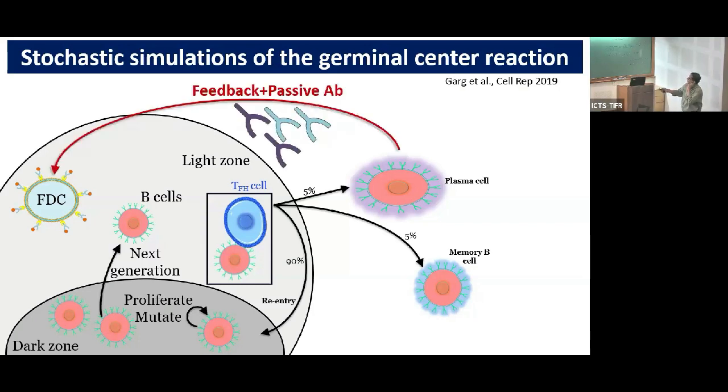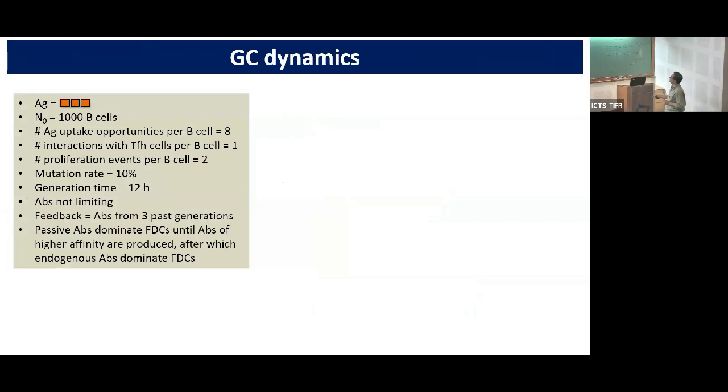Okay, and then of course you had antibodies feeding back. So this is just to give you some details. We assume that you had a bit string of 3, could make it much larger. 1000 B cells are typical of a germinal center. 8 attempts per B cell, 1 attempt at getting T follicular helper cell help, 2 rounds of proliferation in the dark zone per B cell, 10% mutation. This is also realistic based on the hypermutation rates, as they are called, of these antibody genes. 12 hours of 1 generation.